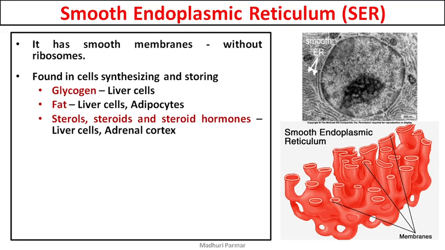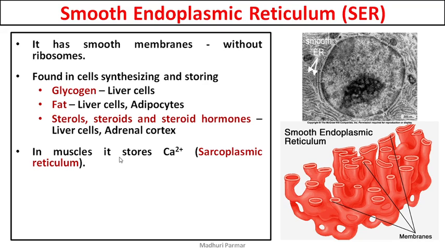They have two parts. The outer part is called cortex, the inner part is called medulla. The outer part is secreting different steroid hormones: mineralocorticoids, glucocorticoids, sex corticoids. So all of these steroid hormones are made by the smooth endoplasmic reticulum. Clear?